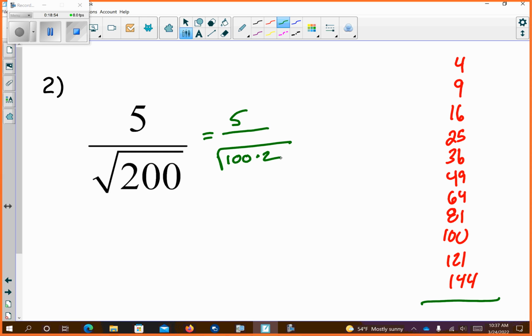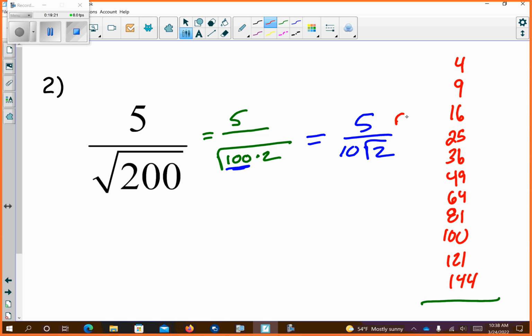Okay. So I'm not rationalizing it yet. So what's the perfect square on the bottom? Yeah, I'm going to get a 10 on the bottom, right? Because this is my perfect square right here. So I'm going to get 5 over 10 root 2.